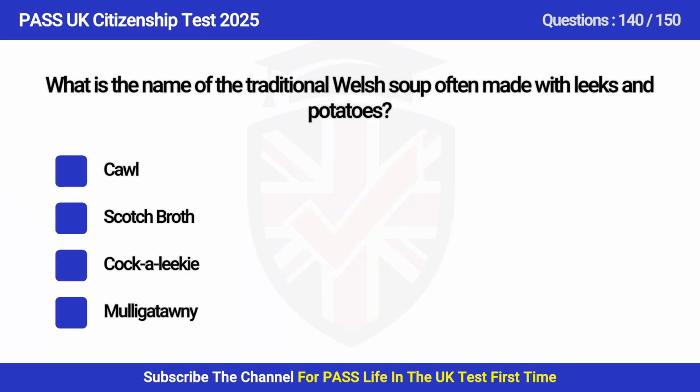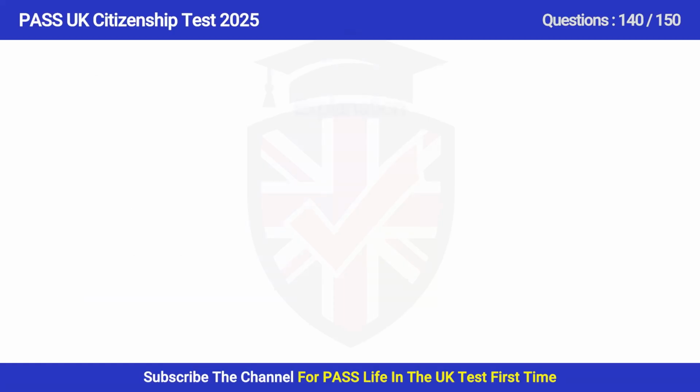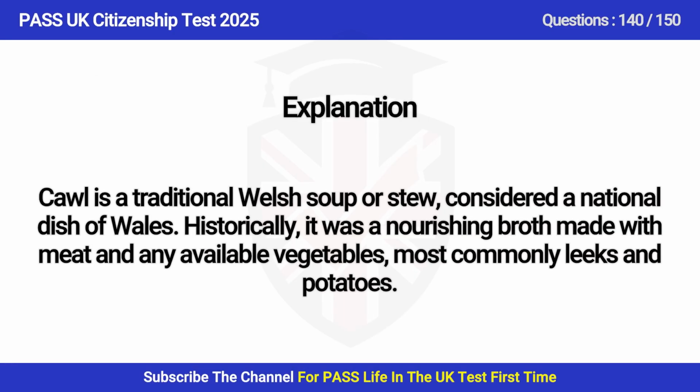Question 140. What is the name of the traditional Welsh soup often made with leeks and potatoes? A. Cawl, B. Scotch broth, C. Cock-a-leekie, D. Mulligatawny. Answer is A. Cawl. Cawl is a traditional Welsh soup or stew, considered a national dish of Wales. Historically, it was a nourishing broth made with meat and any available vegetables, most commonly leeks and potatoes.